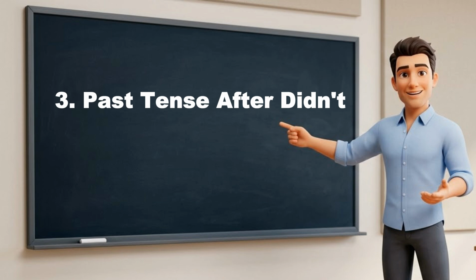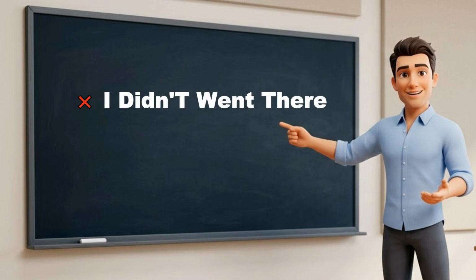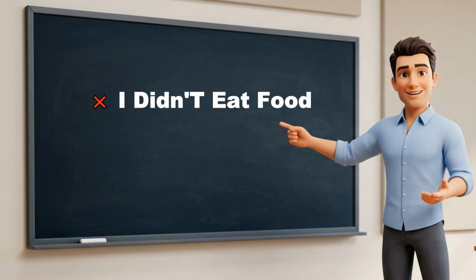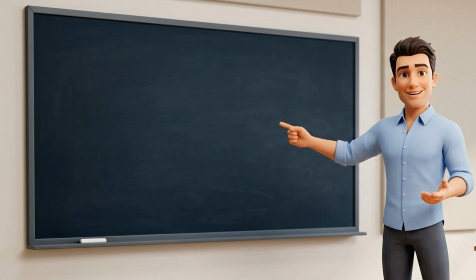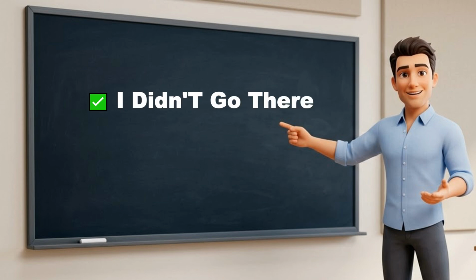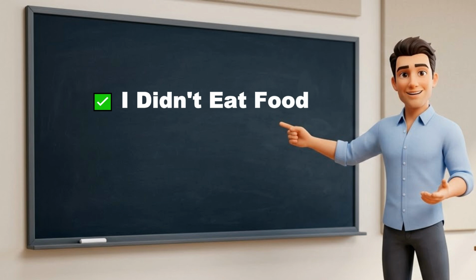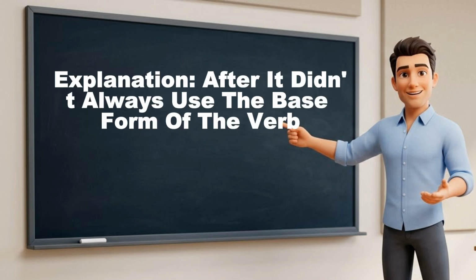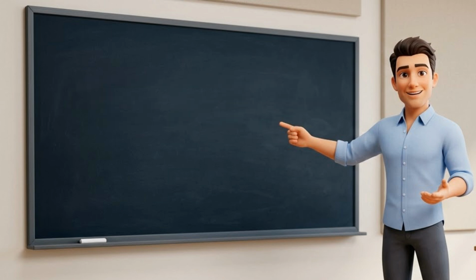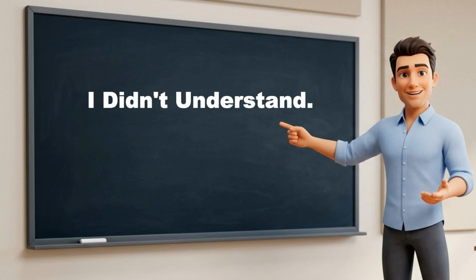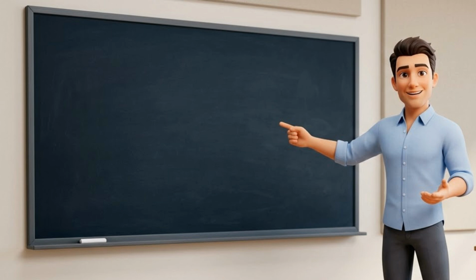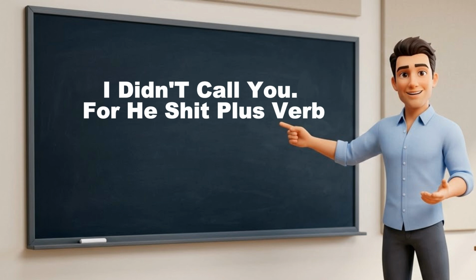3. Past tense after didn't. Wrong, I didn't went there. Wrong, I didn't ate food. Right, I didn't go there. Right, I didn't eat food. Explanation. After didn't, always use the base form of the verb. Practice. I didn't go. I didn't understand. I didn't see him. I didn't call you.